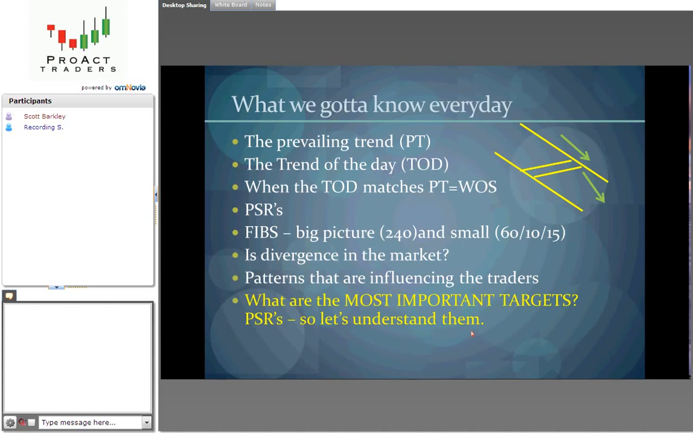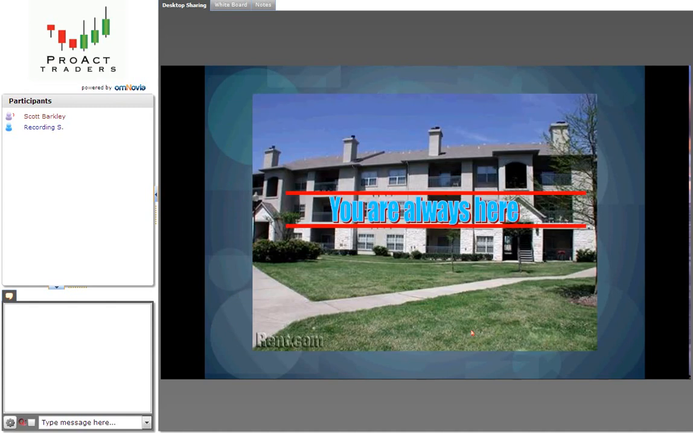So let's understand them. I'm giving you a little illustration here to get it in your head. PSRs are not hard, but they're hard for your head to recognize. The reason is your brain does not like it when you tell it that support is now resistance. It goes, no, support is support. Resistance is not resistance, it's support. No, resistance is resistance. So we've got to get it in our head. How do we get that into our head? Here's an illustration that I came up with that helps.